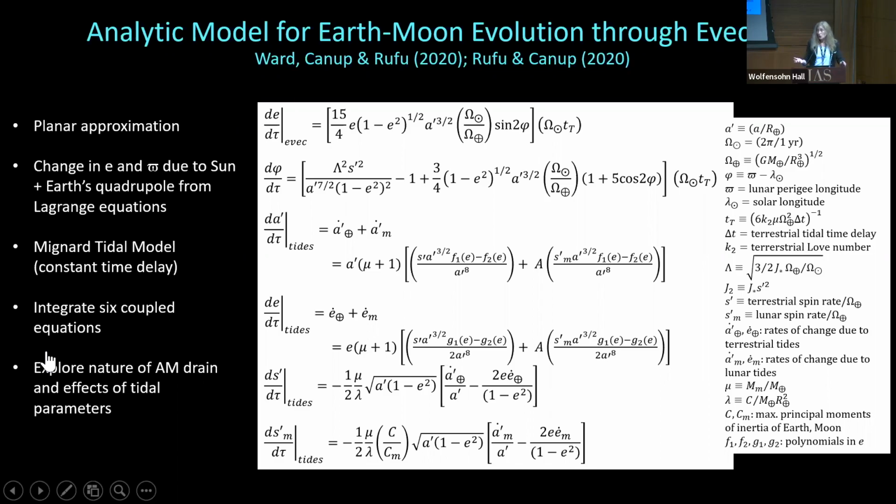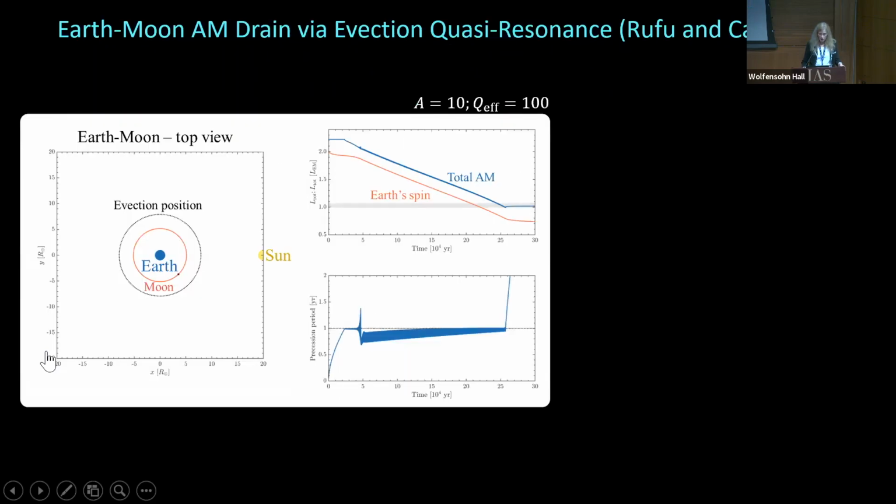We implemented the Mignard tidal model. For those of you familiar with these, this is a constant time delay tidal model in which the lag angle of a tide reflects that time and then the differences in position of the objects. This leads to 6 coupled equations that one can integrate much more quickly than the direct orbital integrations done previously. So let me show you some of the results, which I think have been quite pedagogically helpful.